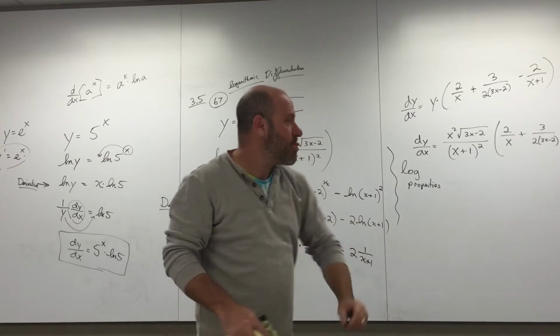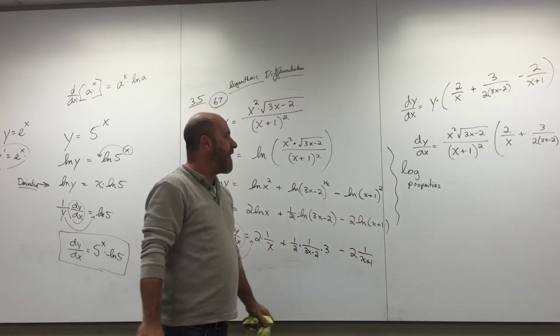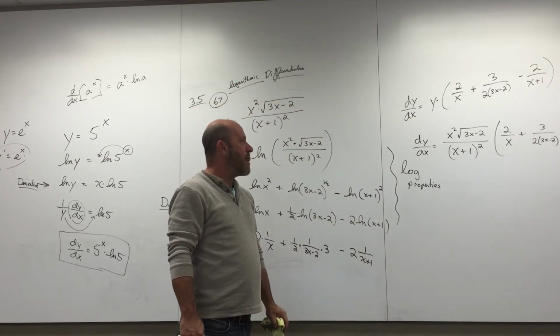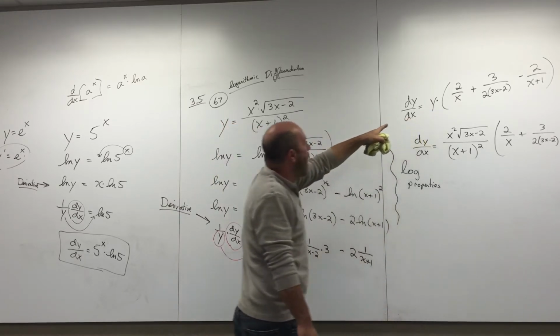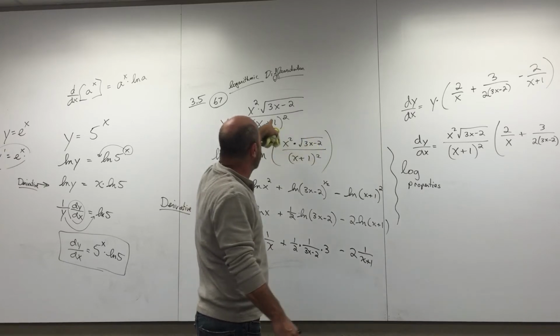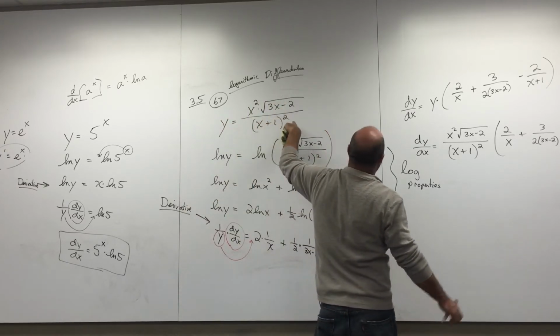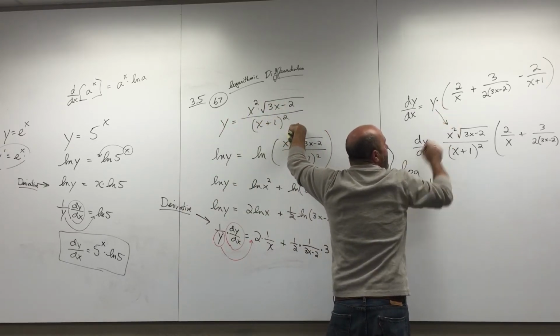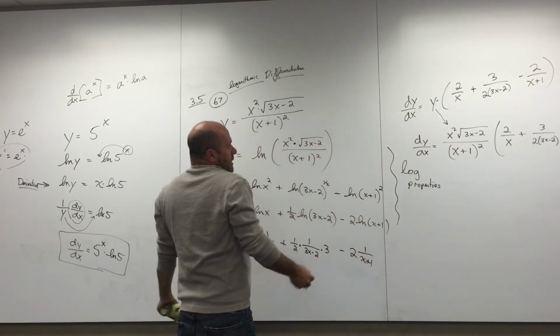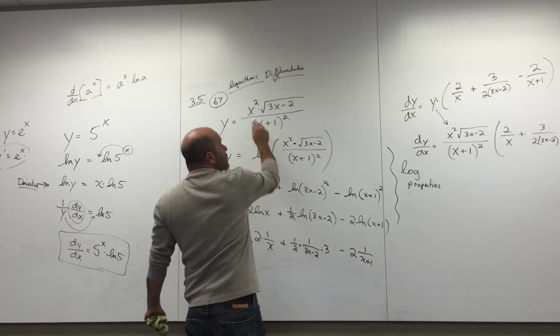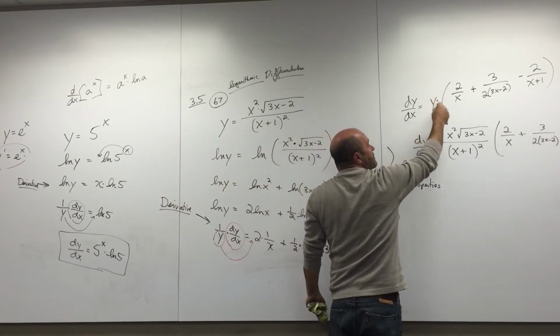Over there on the right side, from the top to the bottom, what did you do? Well, I replaced that y with what y was originally. What was y? Oh, there it is. y equals that, and this y got replaced by that. But why? Because I can. y equals this, and so I can replace this y with this.